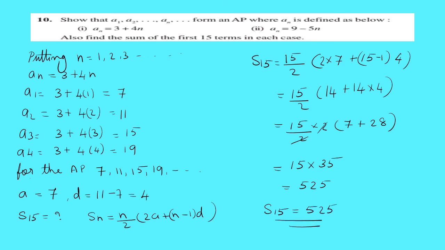Similarly, for the second one, that is an equal to 9 minus 5n. First, you have to find a1, a2, a3. Then from the AP, you have to find S15. Try to do the sum by yourself.